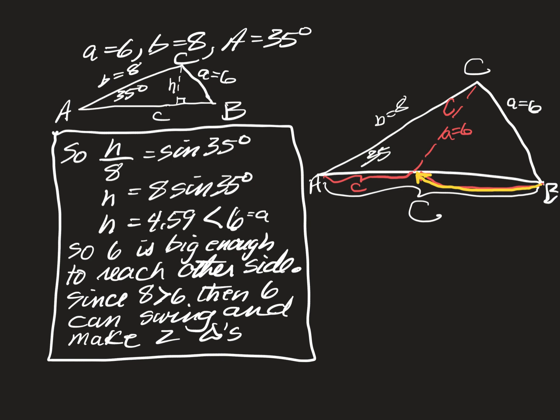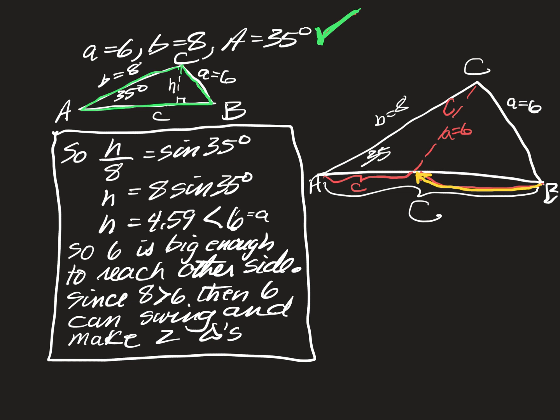I've got everything written on the board, so you might want to pause, write these notes down, and then listen to me talk through it. So here's how it works. Here's the original stuff we were given, okay? A is 6, B is 8, A is 35. Now, like always, I draw the angle first, okay? Then I put side A opposite, and then side B.